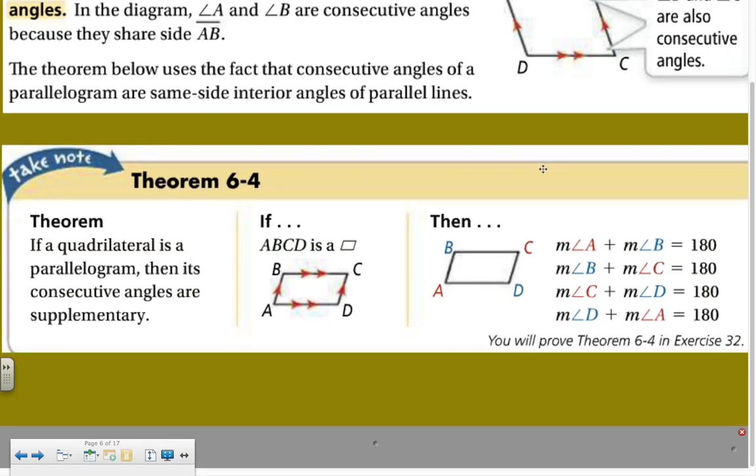So I want you to pause the movie and add Theorem 6.4 both on the front side as well as on the inside. If a quadrilateral is a parallelogram, then its consecutive angles are supplementary. Pause the movie and press play when you're finished adding that to your purple sheet.